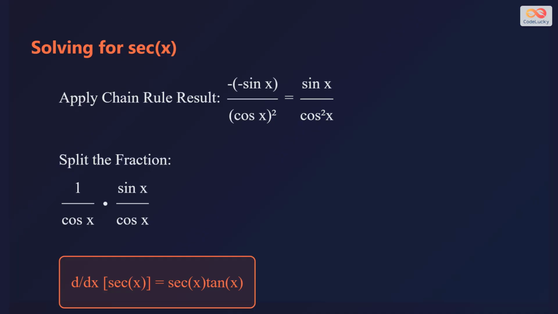Applying the chain rule, we bring down the negative 1, leave the inside alone, and subtract 1 from the exponent, giving us negative cosine to the negative 2. Then we multiply by the derivative of the inside, which is negative sine. The negatives cancel out. We can rewrite this fraction as sine over cosine squared. To make it look standard, we split it into 1 over cosine times sine over cosine. This gives us the famous result, secant x times tangent x.